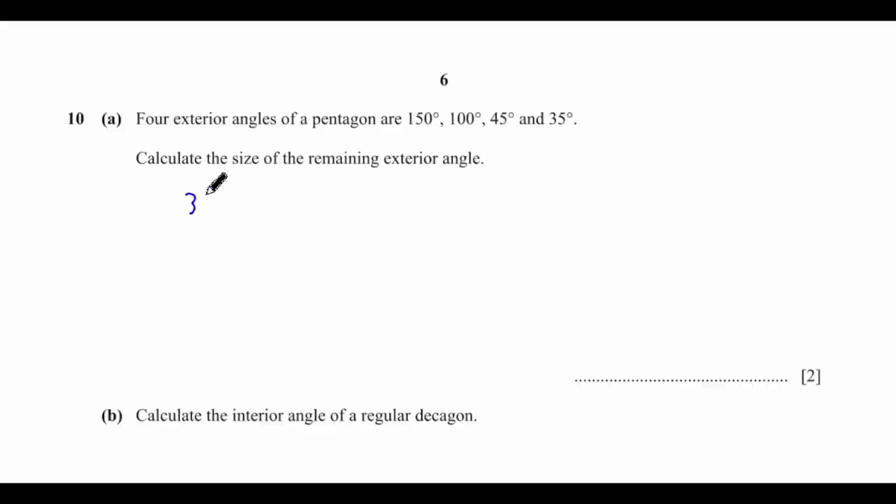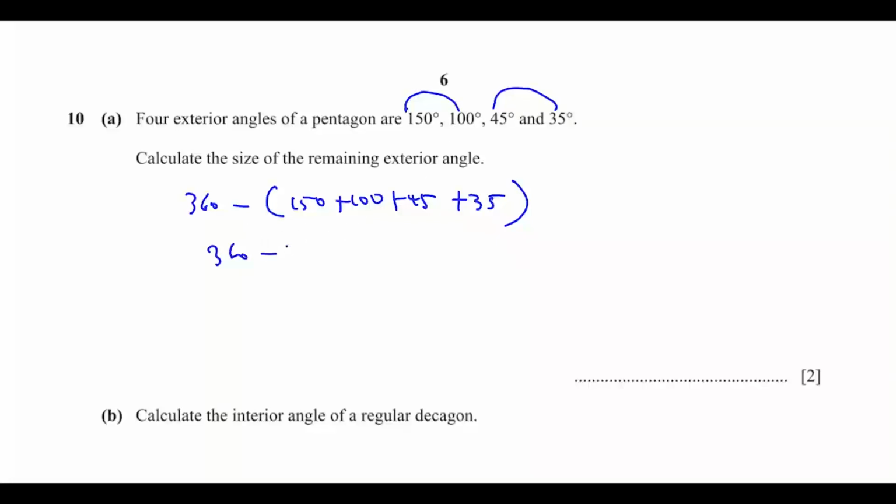So by saying 360 minus the addition of 150, 100, 45, and 35. So you can do this and this, add up to, this will be 45 and 35, so this will be 80, so this will be 250, and 250 add 80, that will be 330. So that means we have 360 minus 330, so we have 30 degrees.